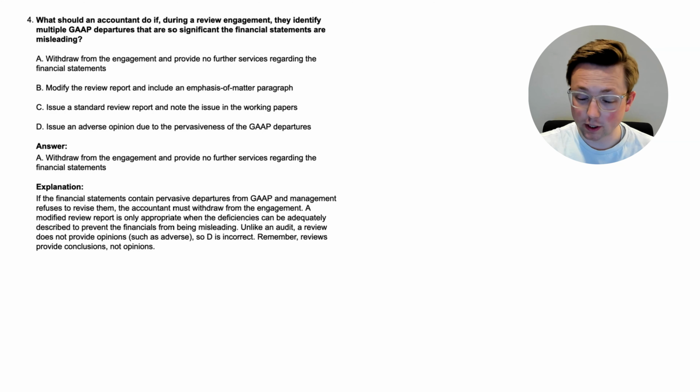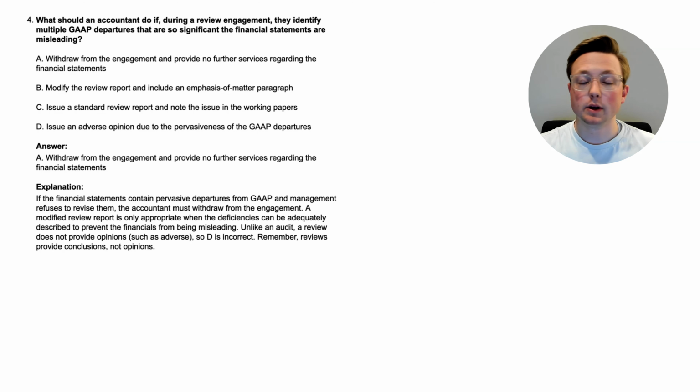In the third question, we learned that departures from GAAP will not necessarily cause them to always withdraw from the engagement. But in this one, we're building on that a little bit more. So let's understand that. If the financial statements contain pervasive departures from GAAP and management refuses to revise them, so those are the two things that are a little bit different from the third question, the accountant must withdraw from the engagement.